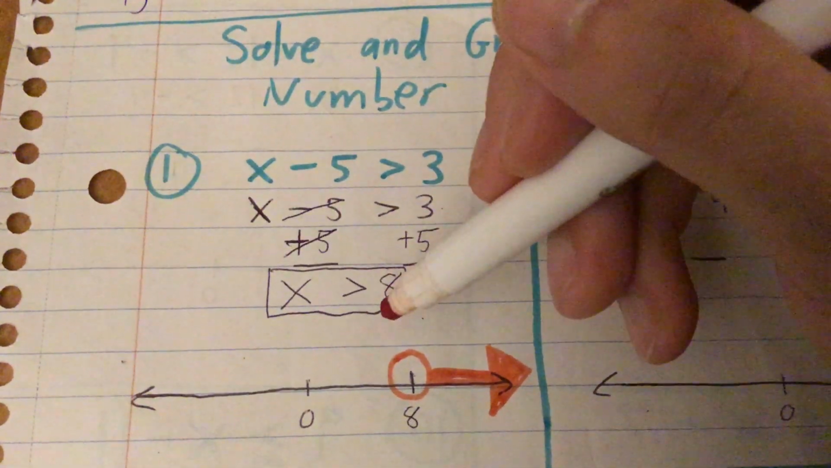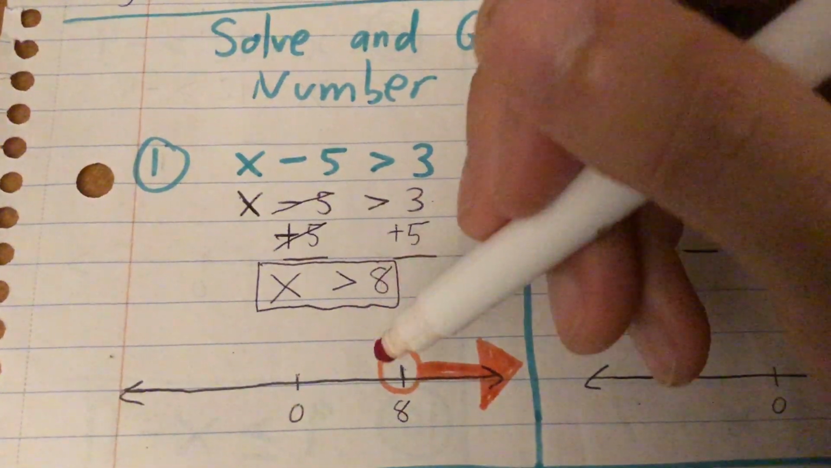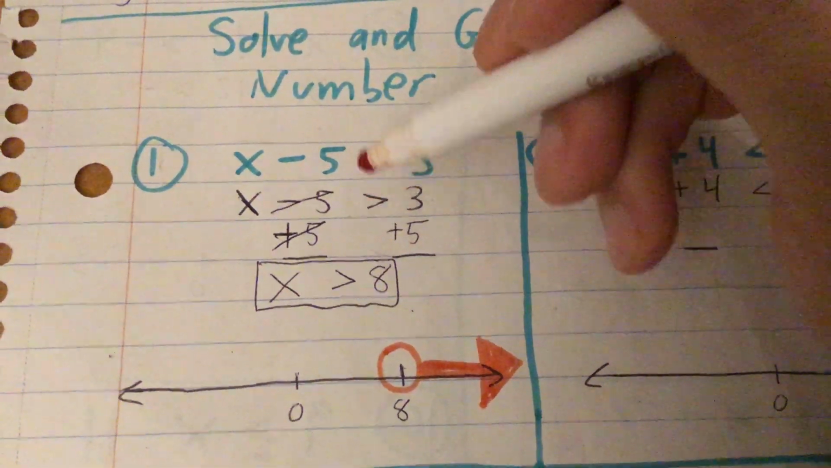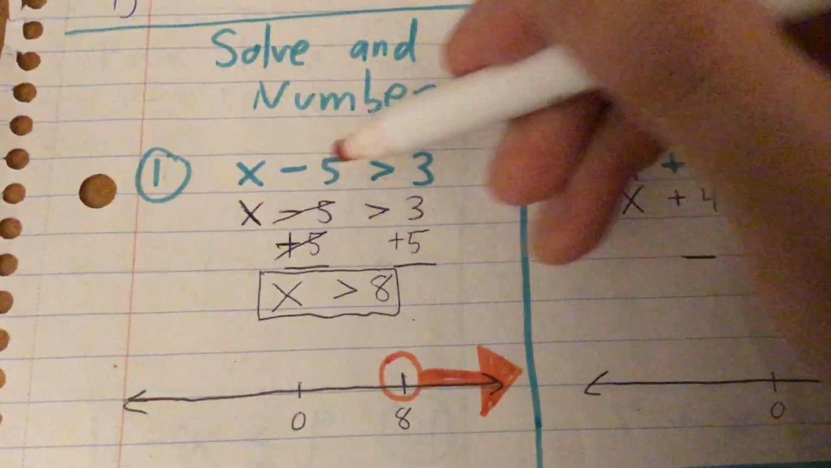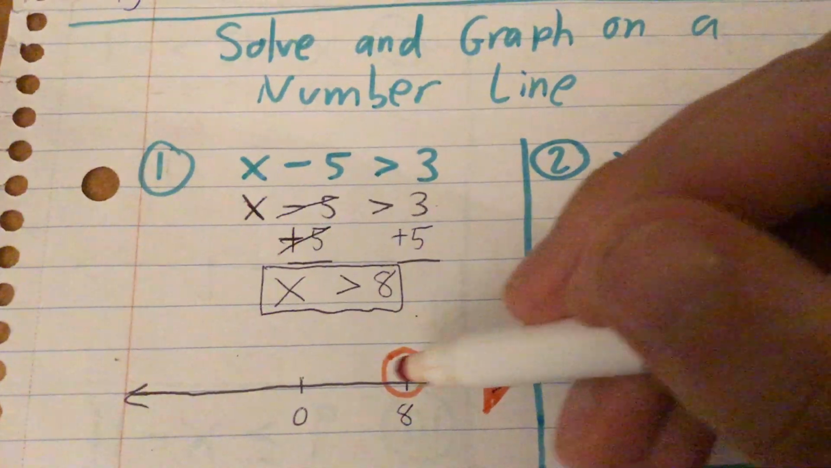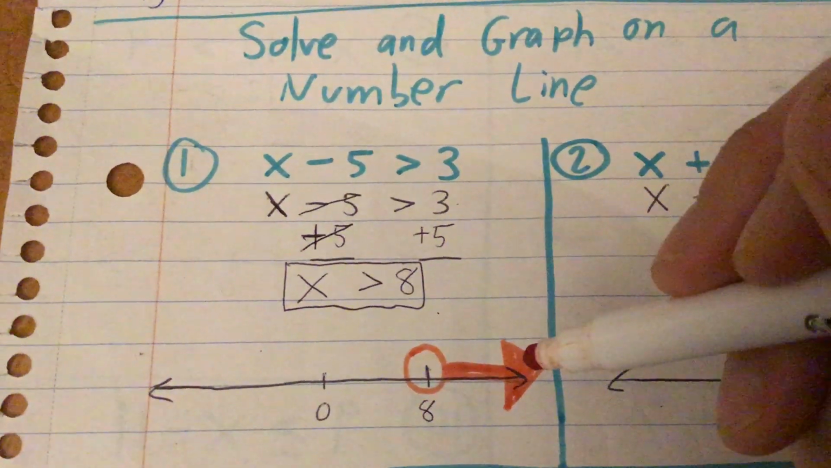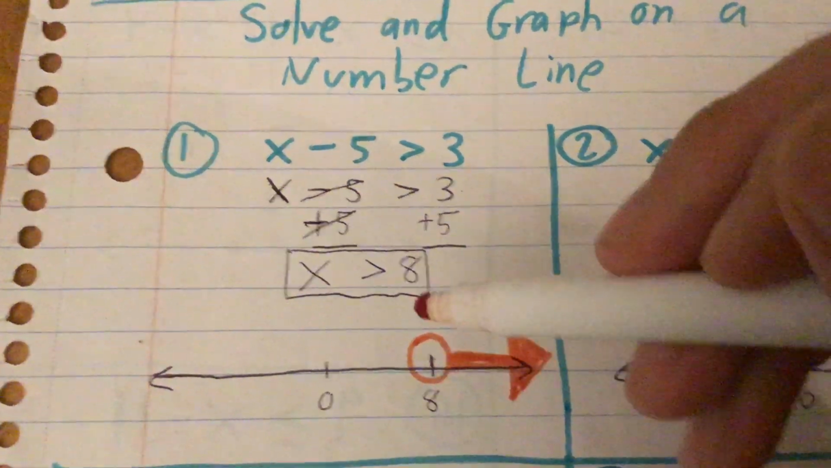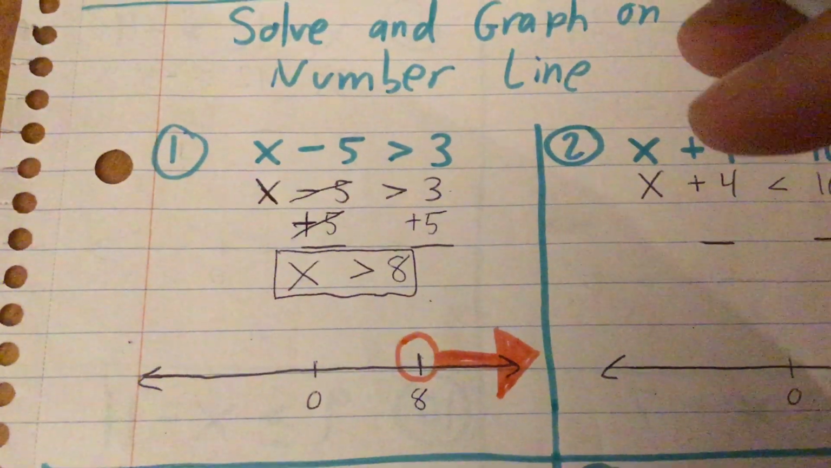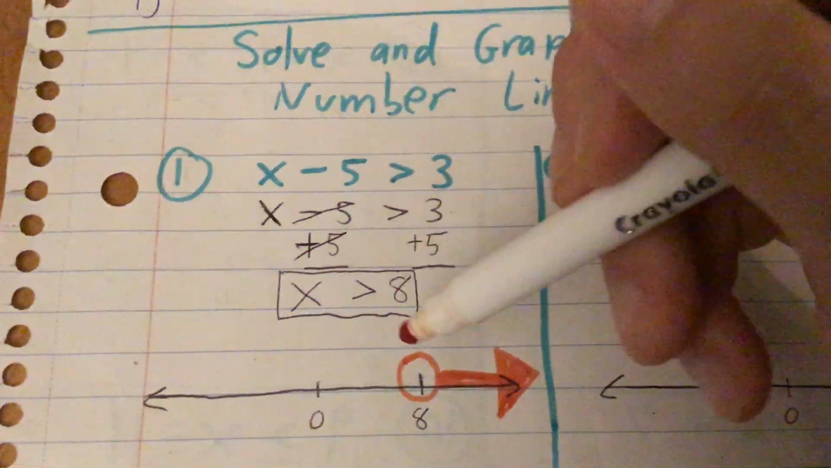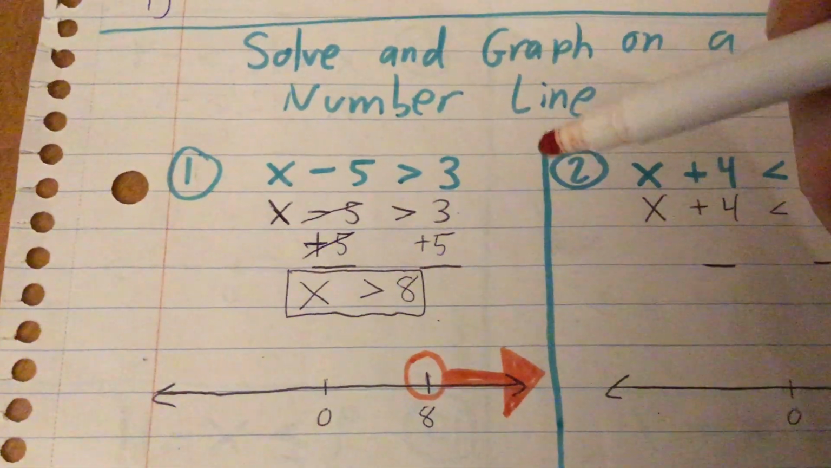Let's go with one number to the left of 8. Let's go with 7. 7 minus 5 is 2. 2 is greater than 3. That's not true. So anything that is in the shaded region is a true statement. Oh, I almost forgot to ask. X is greater than 8. Is 8 itself included in the solution set? No. It says greater than, not greater than or equal to.